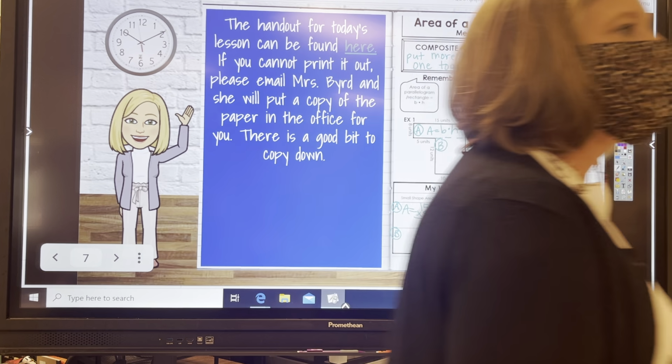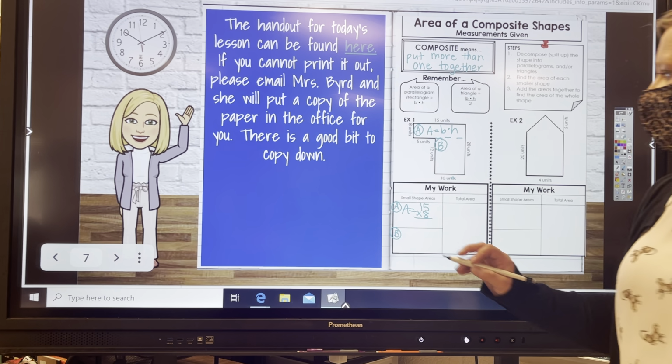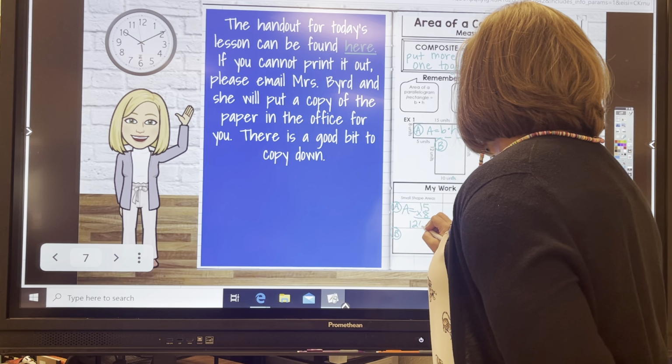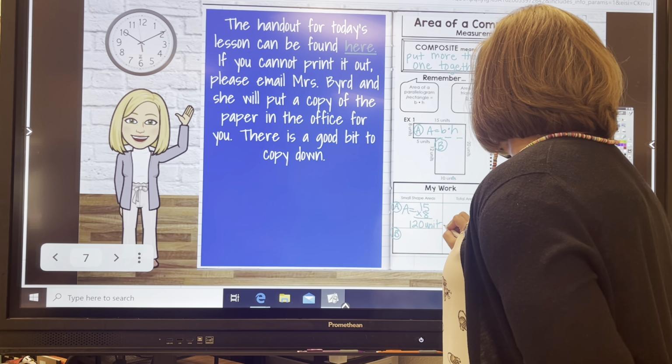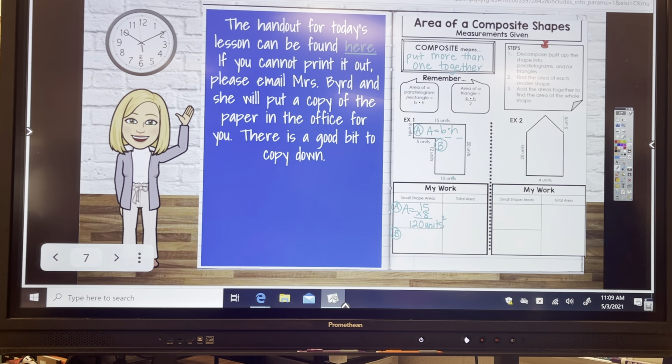All right, what is 8 times 15? 120. And it doesn't tell me the units, so I'm just going to put units squared. Okay? Doesn't tell me what they are, so I'm just going to put units squared.